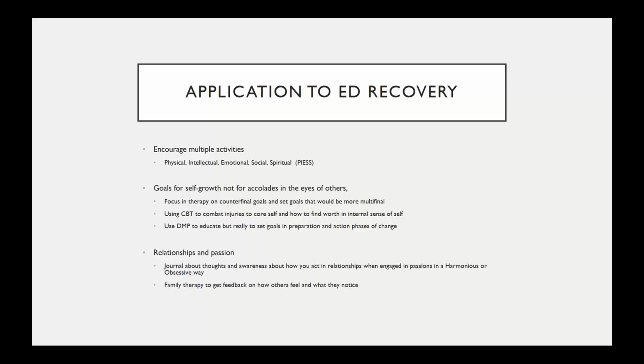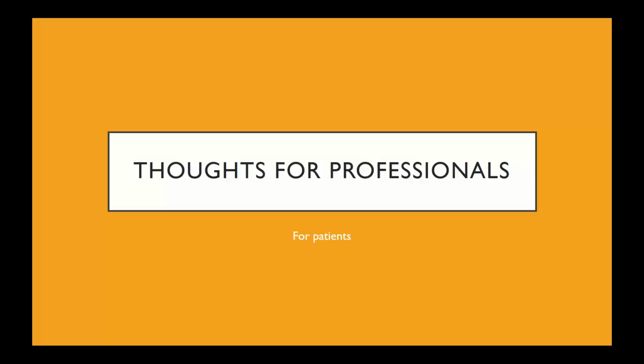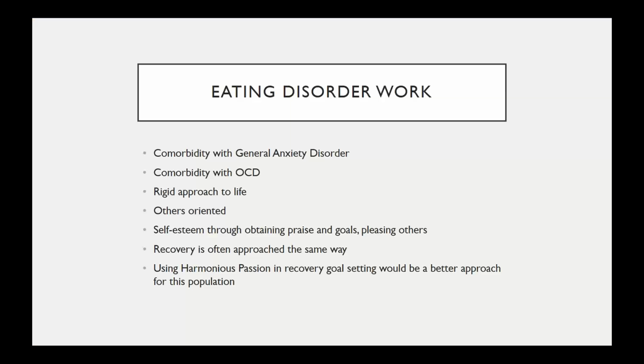Using CBT and attachment research to look at how they get their sense of self and worth and relationships is important. So I have some thoughts for you as professionals for the patients. Again, this is very comorbid with generalized anxiety disorder, OCD, that rigid approach and others-oriented approach that they have in life, the self-esteem that they get through pleasing others. And so we want to make sure that we are applying the best known practices for those diagnoses, in addition to using the harmonious passion research.